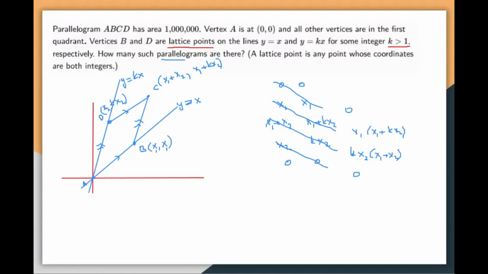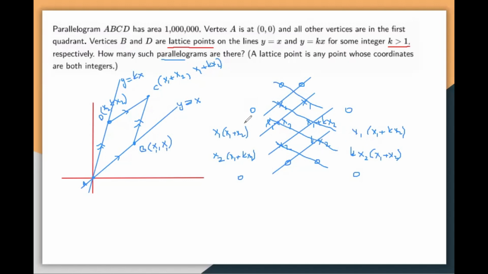Okay, so similar to that way, we multiply these, multiply these, and multiply these. So the first one is 0, and the second one is x1 times x1 plus x2. And then this one will be x2 times x1 plus kx2. And then this one is 0. Since this looks like a shoelace, that's what we call the shoelace approach.